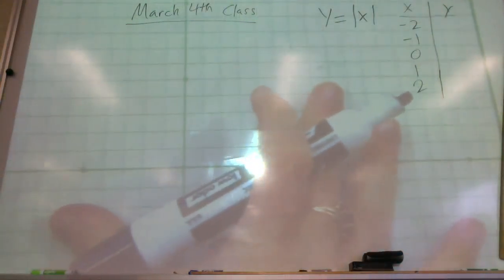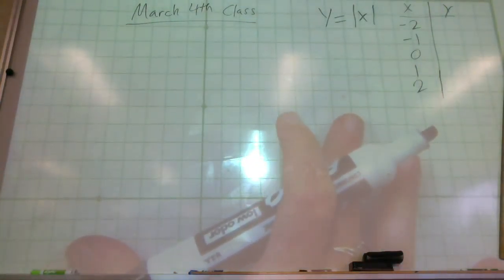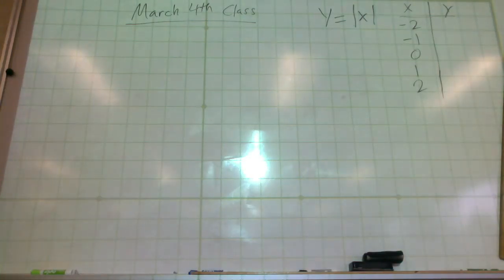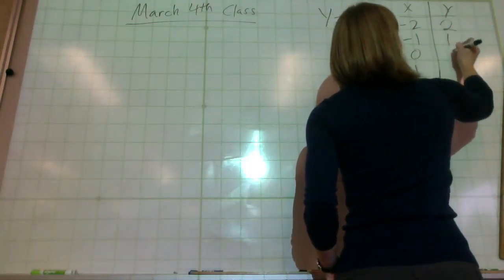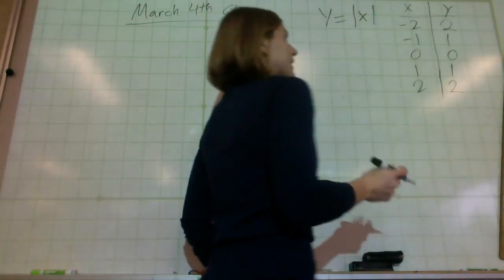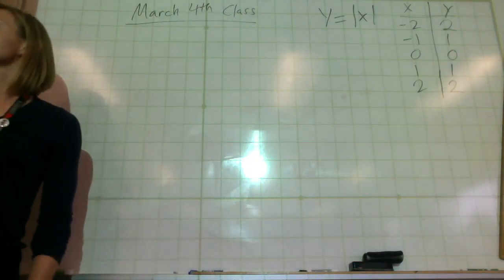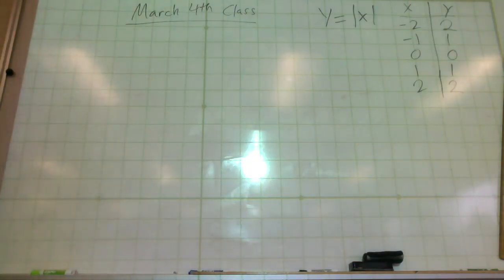Does anyone remember what that is? Absolute value. So what if we want to graph the absolute value of x? 2, 1, I'm going to say 0, 1, and 2. Yes, because our general rule with absolute value is that if it's negative, you make it positive. If it's positive, you keep it positive. Because absolute value just says, how far is it from 0?